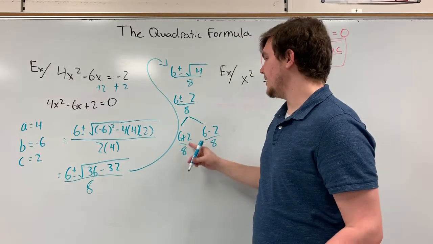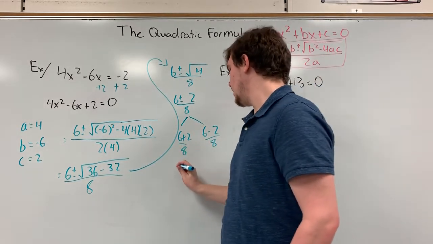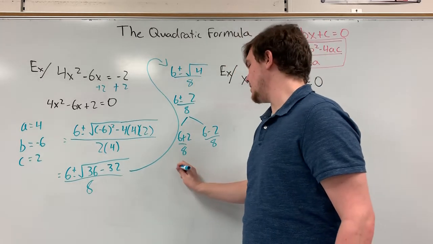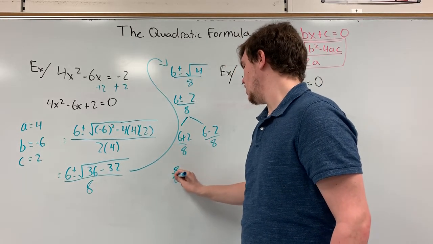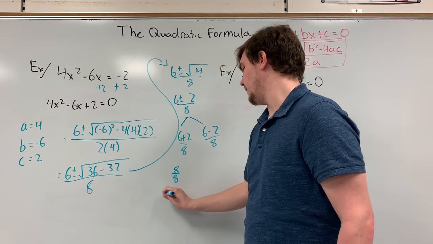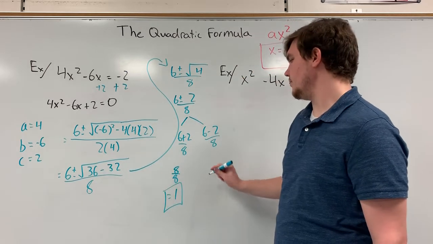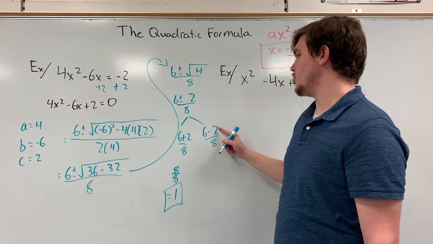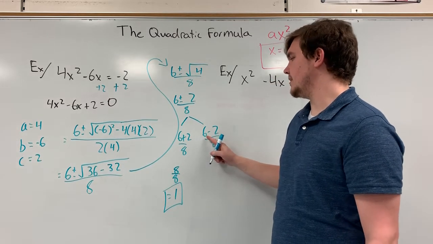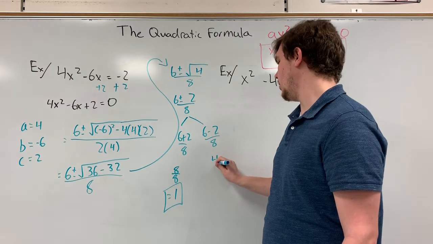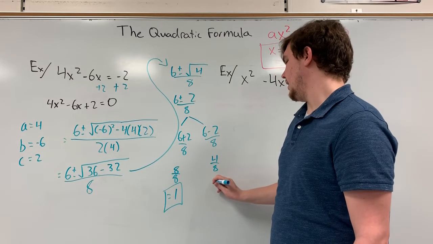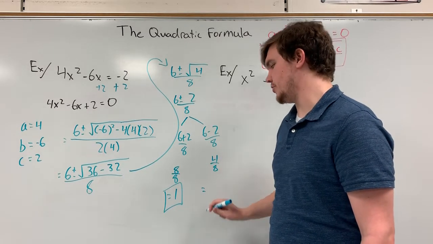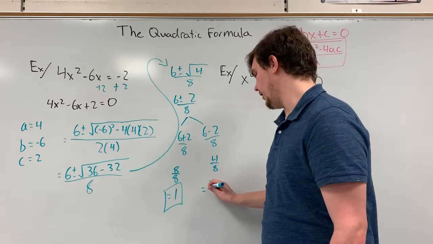So this first one, 6 plus 2 over 8. 6 plus 2 is 8 over 8, which is just 1. That's one of my answers. And then my other answer is 6 minus 2 over 8. 6 minus 2 is 4 over 8. And then 4 over 8 reduces to 1 over 2, 1/2.